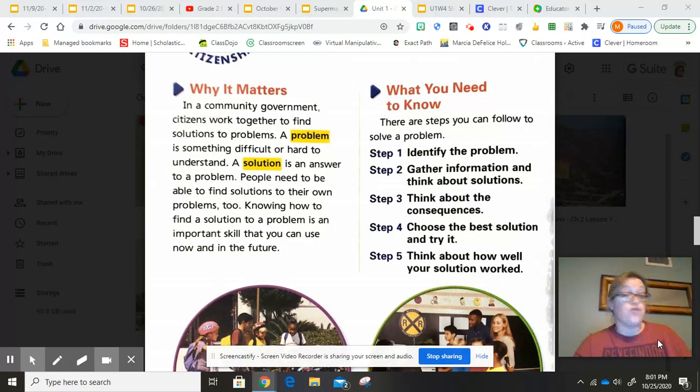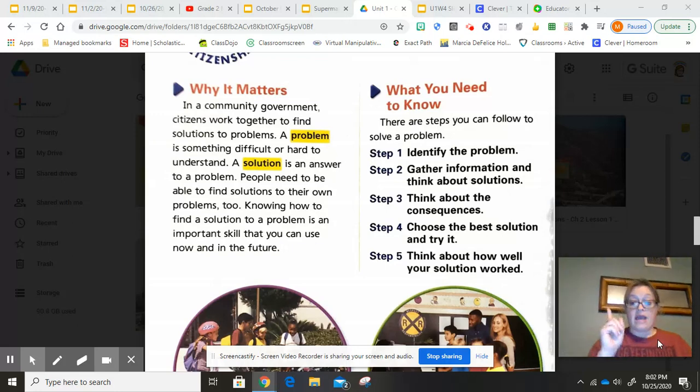It says directions. Read about the problem that two students are having, then fill in the blanks. So here's our problem. Darren and Rose both want to use the same climbing equipment at recess. Rose's friend Alice says that Darren used the equipment all last recess and no one else got to use it. Darren says that Rose was on it all the previous day. Miss Seth, the playground teacher, says everyone must share the equipment.